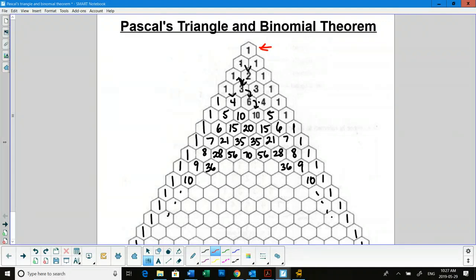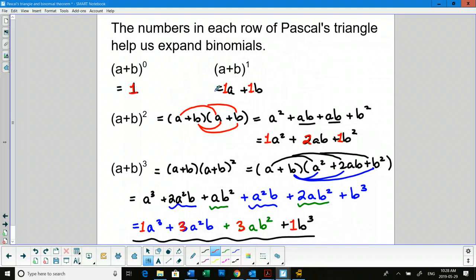1, 1, 1, 1, 2, 1, 1, 3, 3, 1. Pretty cool, right? So that actually gives me these coefficients of each of the expansions here. So 1, 1, 1, 1, 2, 1, and 1, 3, 3, 1. These are actually the horizontal rows of Pascal's triangle.